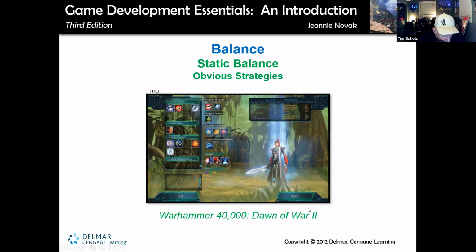The first balance is the static balance, and static balance is achieved through the rules of the games and how they interact with each other. Typically, static balance exists before the game starts. A lot of it has to do with how the rules create balance within the game, making it a little bit fairer.